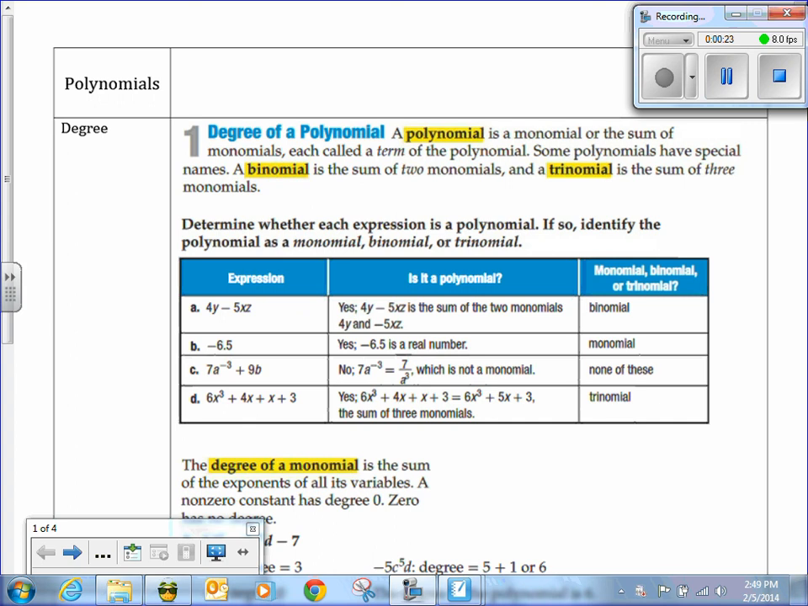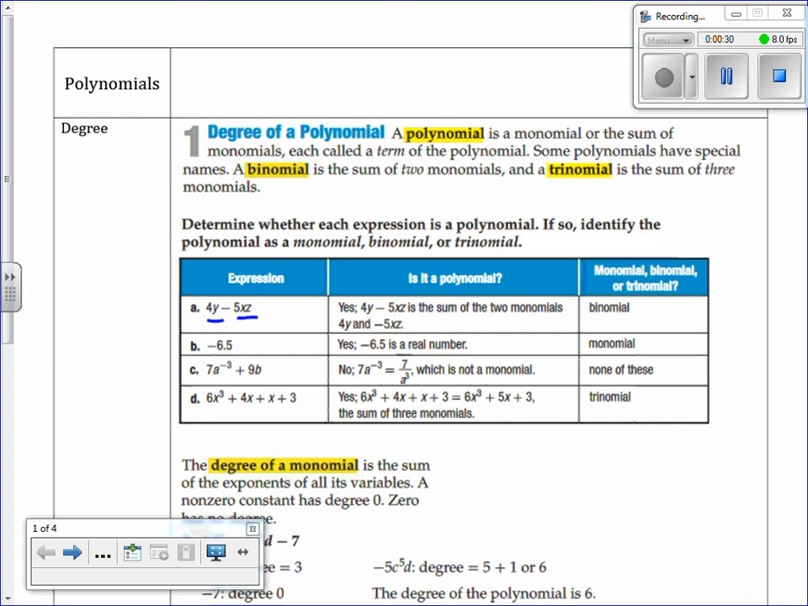So when we see this table here, we can look at the expression 4y minus 5xc, and we can say that this is a binomial. It has two monomials within the expression. When we see negative 6.5, we would say yes, it is a polynomial because it's a monomial, okay? A monomial is in the family of polynomials.